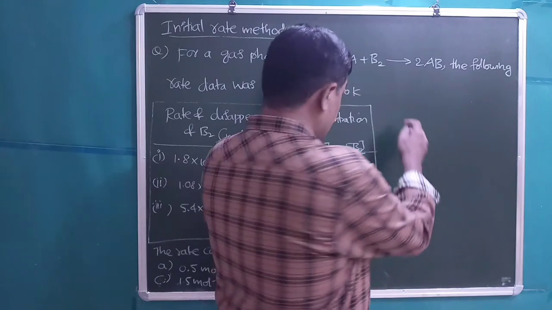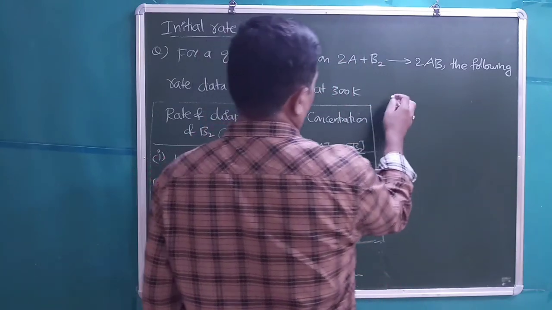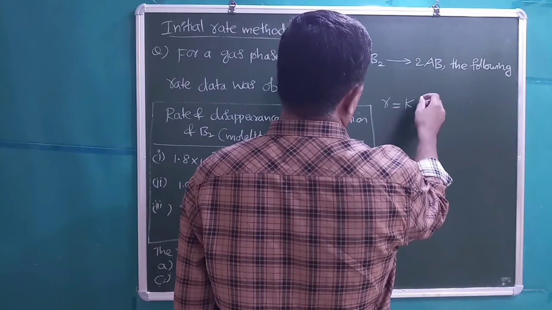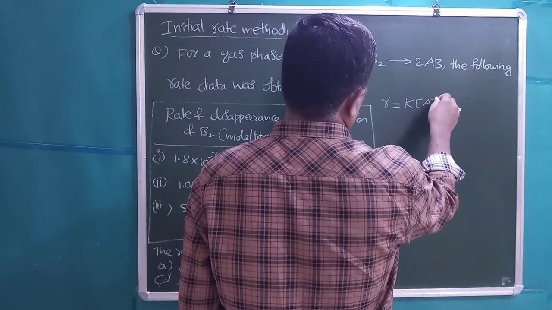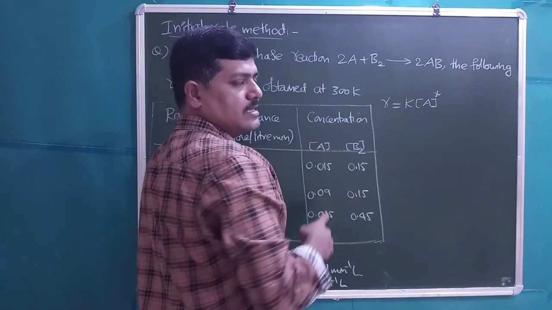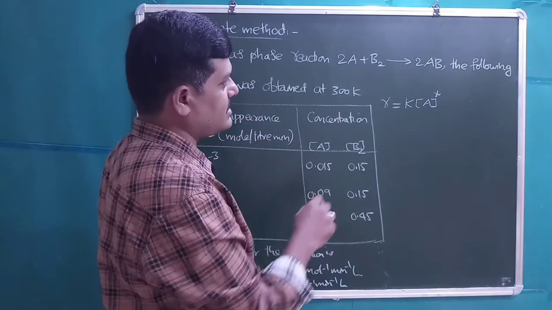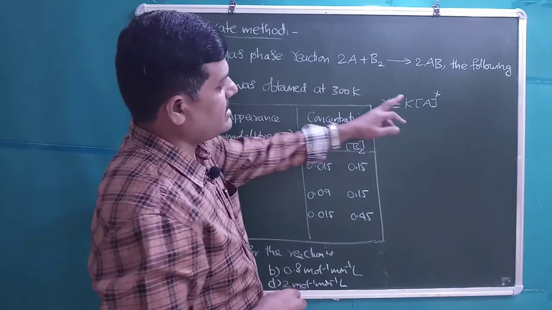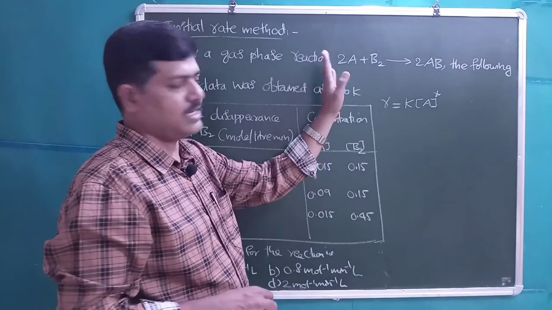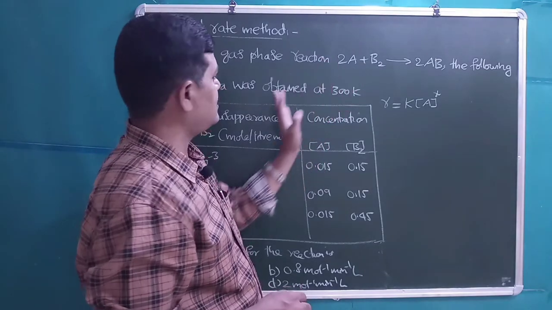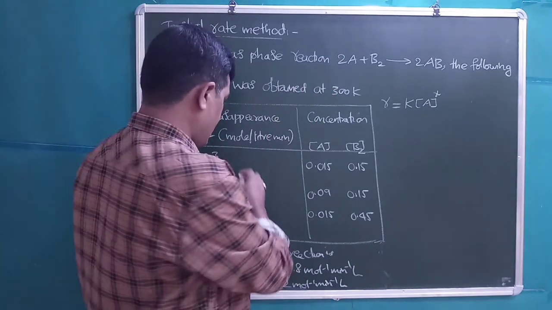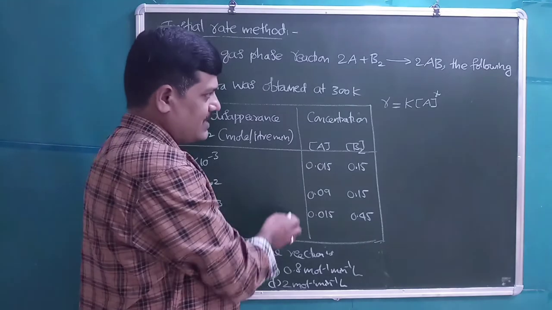Let us write the rate expression first. Rate is equal to rate constant multiplied by reactant concentrations raised to some powers. It is not mentioned that this is an elementary reaction. If it were given as an elementary reaction, we could straight away write A power 2 and B2 power 1, and the overall order of the reaction would be 3. But here it is not mentioned as an elementary reaction, so we should find the order of the reaction by using the following data.